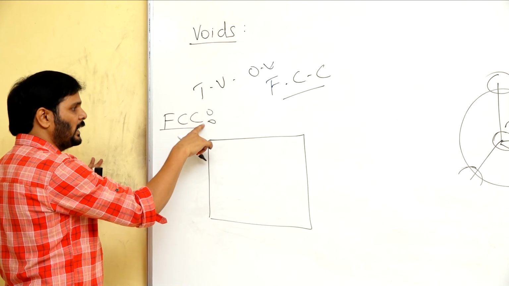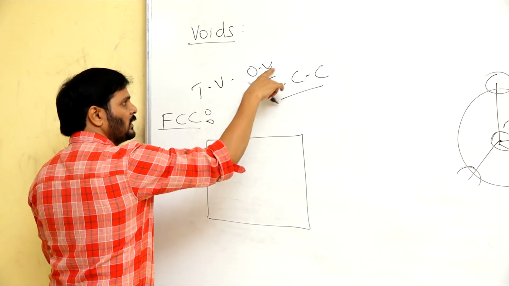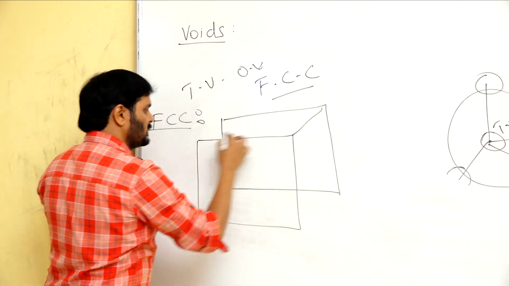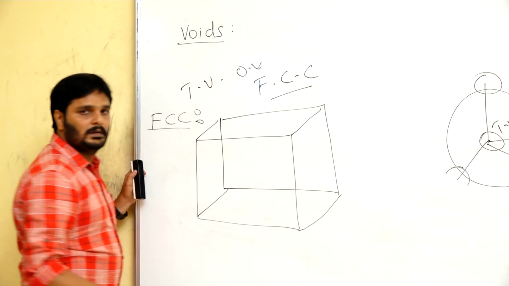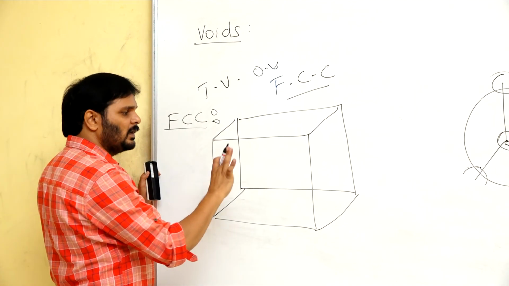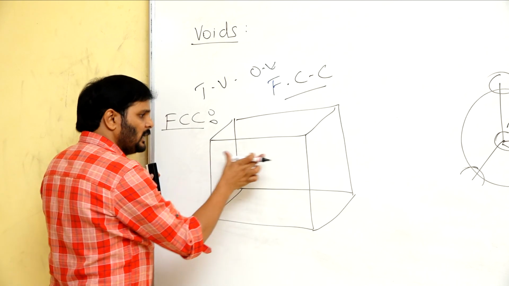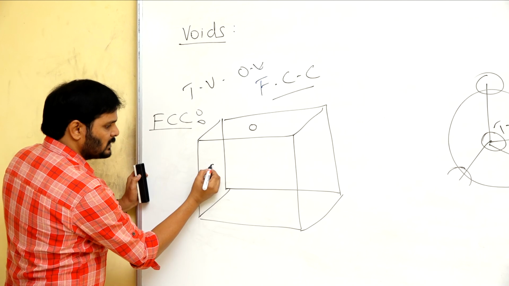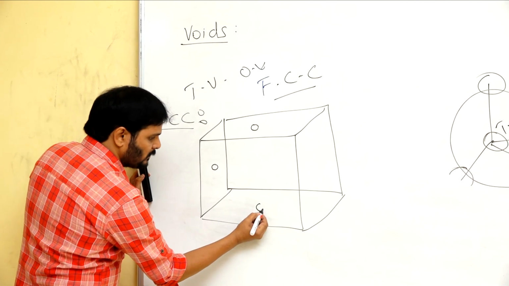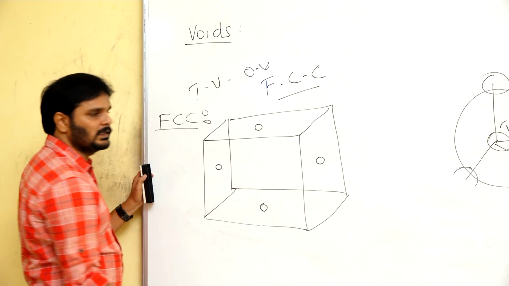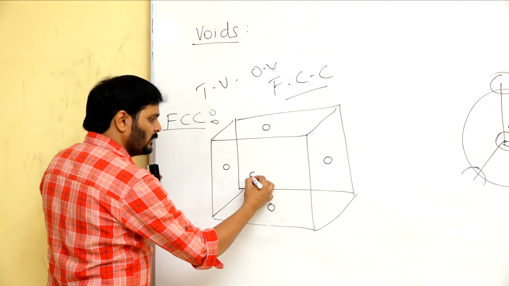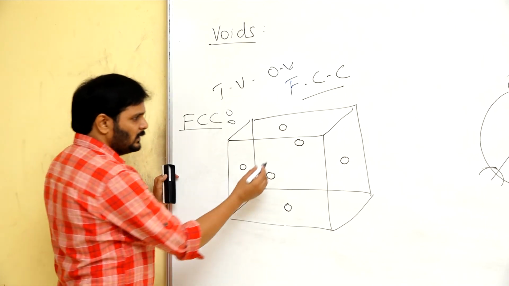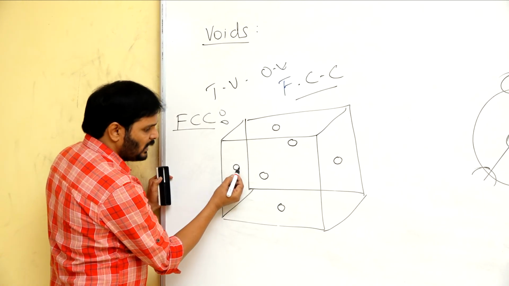FCC structure, we would like to find out the tetrahedral voids and octahedral voids. So I am considering now this is the FCC structure. In the FCC structure, I am not marking all the atoms, only particular atoms. Face center, this is one face center, second face center, third face center, fourth face center, and fifth one, and sixth one. So 6 faces we have. So I am joining all these.